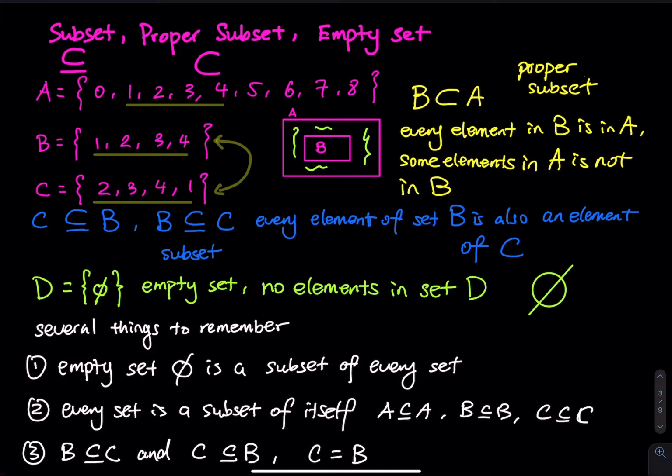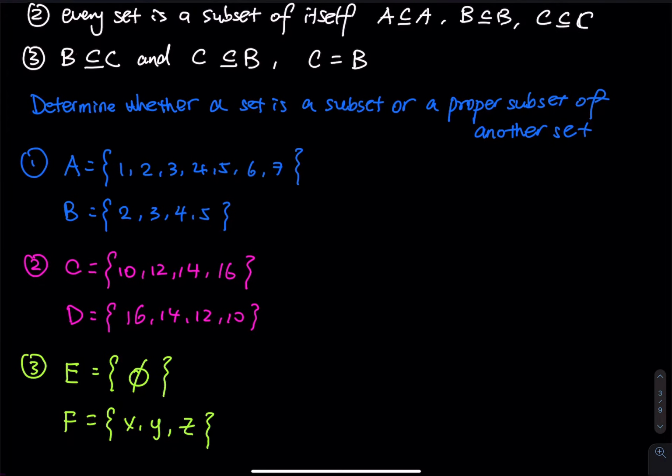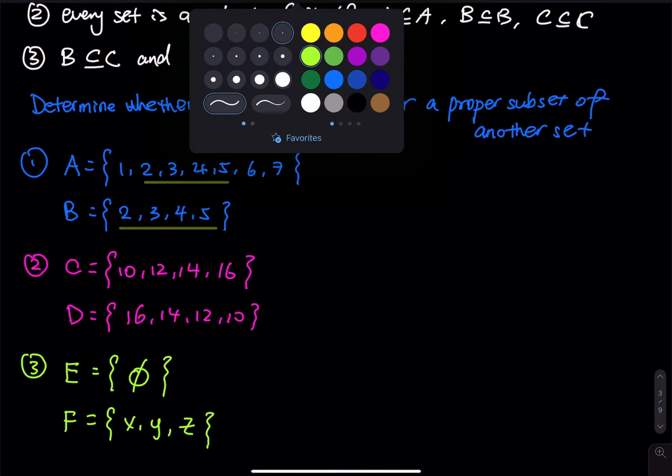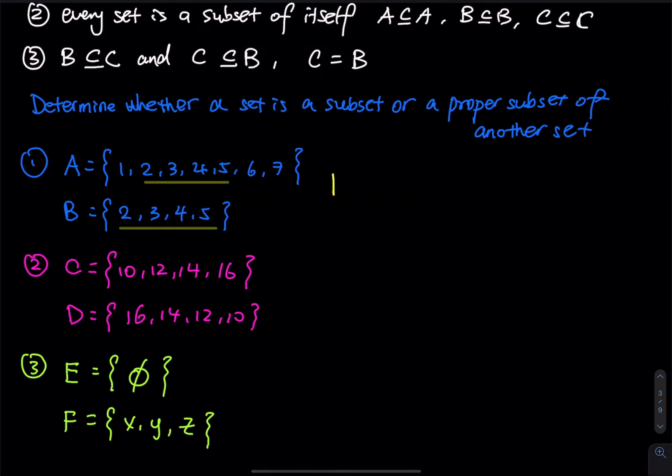All right, so let's take a look at a few problems. Determine whether a set is a subset or proper subset of another set. So in the first example, I can see that in set B, the smaller set, we have 2, 3, 4, 5. And then in set A, we also have 2, 3, 4, 5. But B is inside A, but we have some elements in A that are not in B. So we can only say that B is a proper subset of A.